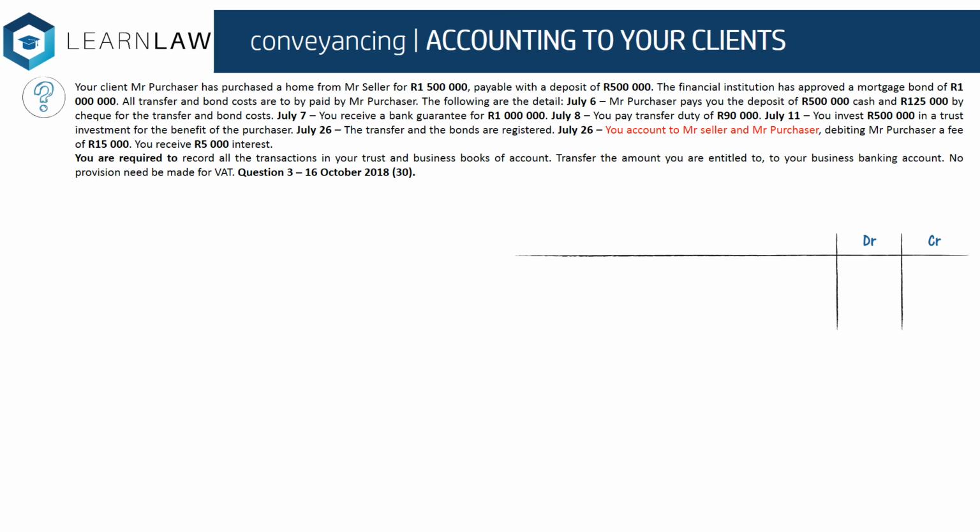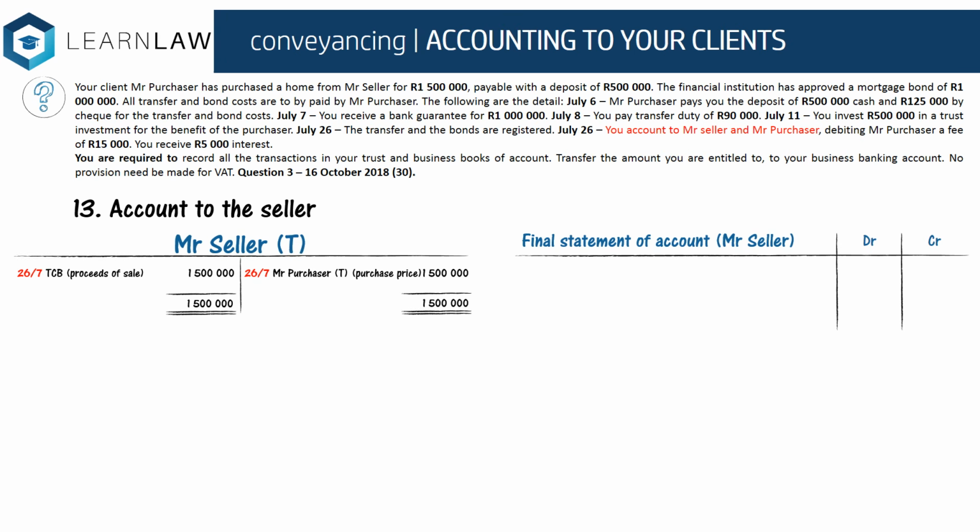Finally, we are required to account to Mr. Seller and Mr. Purchaser. Since Mr. Seller's account has the least transactions, we'll start there first. To draw the statement, we need to obtain the information from Mr. Seller's trust ledger account. On 26 July, we received R1,500,000 from Mr. Purchaser as the purchase price for the immovable property. On the same day, we paid the amount of R1,500,000 to Mr. Seller by EFT. We tally up the statement's debit and credit side and always make sure that it corresponds with the client's trust ledger account.